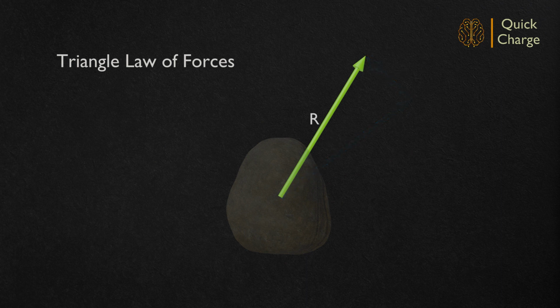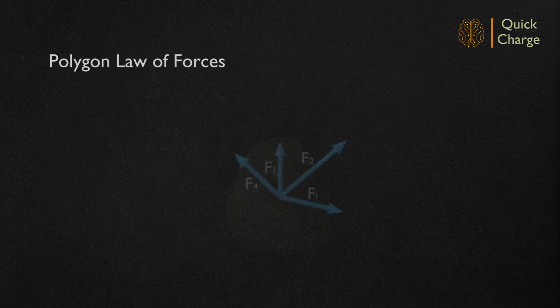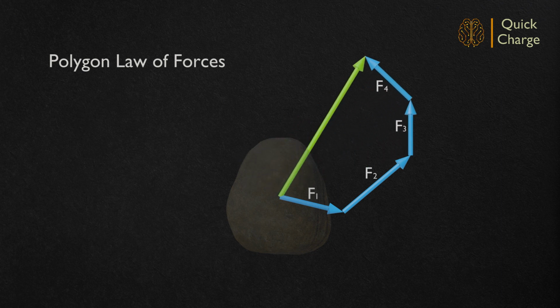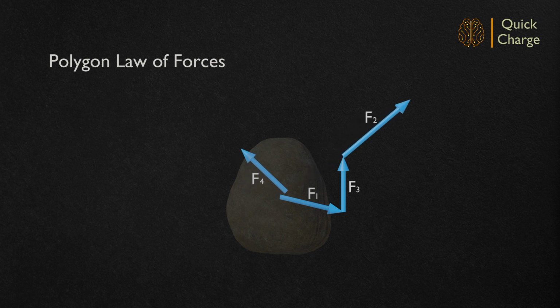The same result can also be achieved in a faster way using the polygon law of forces. As per the polygon law of forces, if a number of concurrent forces simultaneously acting on a body are represented in magnitude and direction by the sides of a polygon in order, then the closing side connecting the first point to the last point represents the resultant force. It can be seen that forces can be chosen in any order to achieve the result. However, the polygon has to be generated in a continuous order.